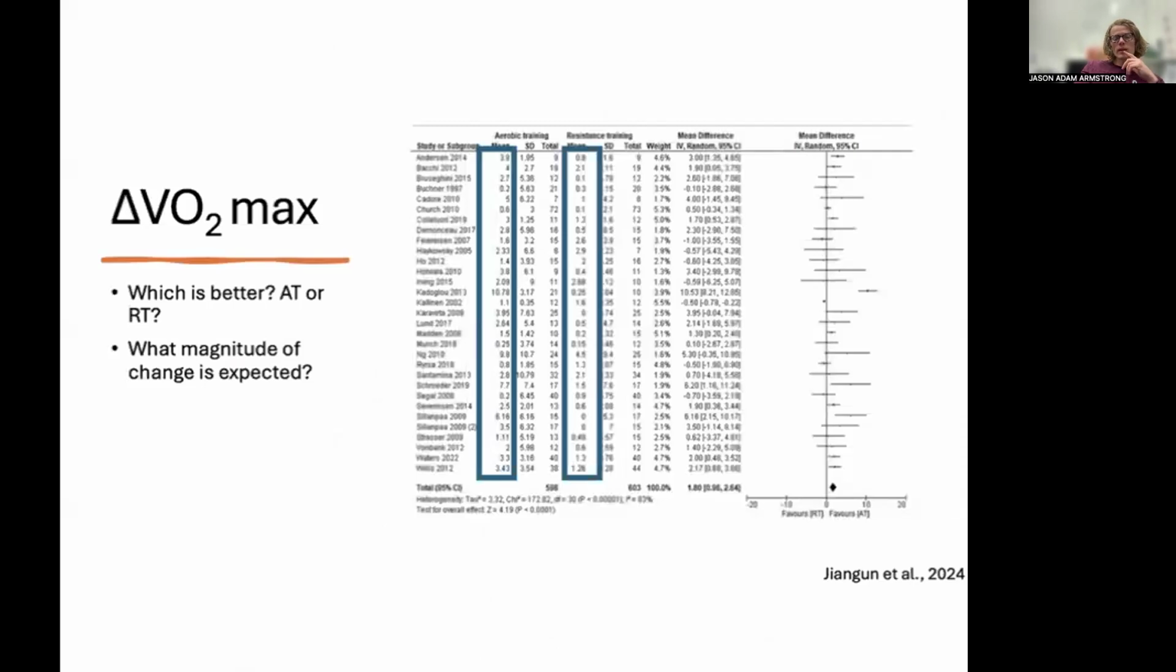Okay, so assuming I prescribe intensity correctly, I want to know what I can expect in terms of change. This was a really great study published in 2024 looking at the effect of aerobic versus resistance training on VO2 max. I just want you to look down these rows and see what the range is. In aerobic training, we see anywhere from a 0.6 change all the way up to a 10.7 change. I think these interventions were 4 to 16 weeks long.